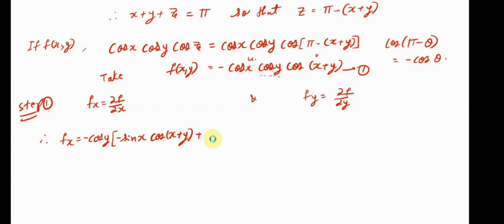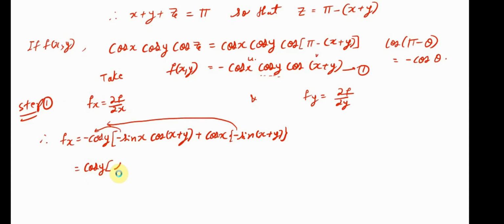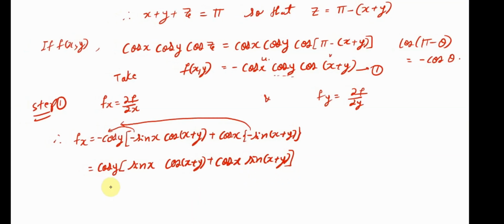Then plus, now I will differentiate cos x plus y. I will keep cos x as it is, no change in cos x. I will just differentiate cos x plus y, it is going to become minus sin x plus y. So please remember here, students, the minus outside and this minus will become plus, minus into minus will become plus, and the minus sign I have taken outside. Therefore we get this function as cos y into sin x cos x plus y plus cos x sin x plus y. This is clear, students.